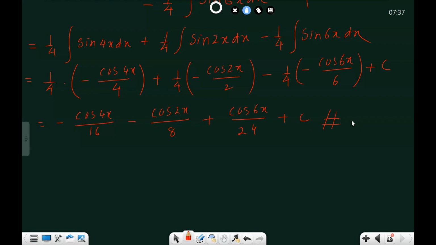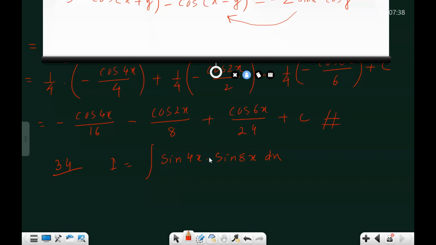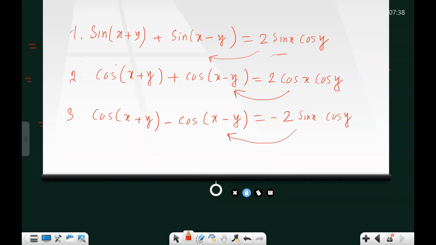And so I come to a new question, and this question you can solve yourself. You just take question 34. The problem is I is equal to integration of sine 4x sine 8x. You just take sine 4x into sine 8x. So using the formula to take 2 here and half here, then it will be like sine a sine b, and that can be done by using this formula. You can know from here, you can use this formula.